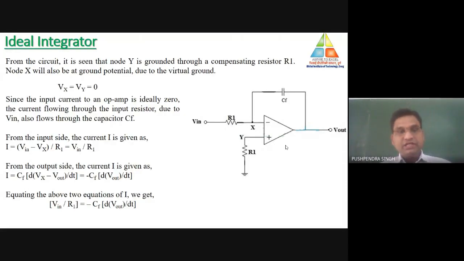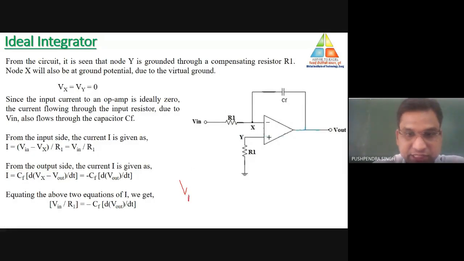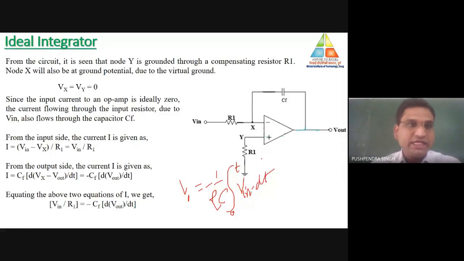In the case of the differentiator circuit, the output was the differentiation of the input signal. But in the case of the integrator, the output is the integration of the input signal. In general, the expression for the output of the integrator circuit can be written as V0 is equal to, in the case of an inverting amplifier, 1 by RC, integration from 0 to T, Vin dt. So this is the value of the output voltage in the case of the integrator.